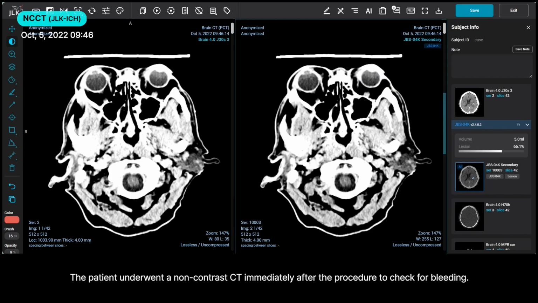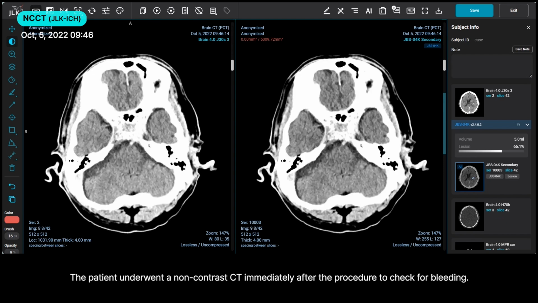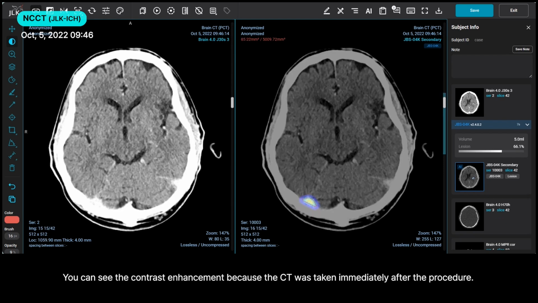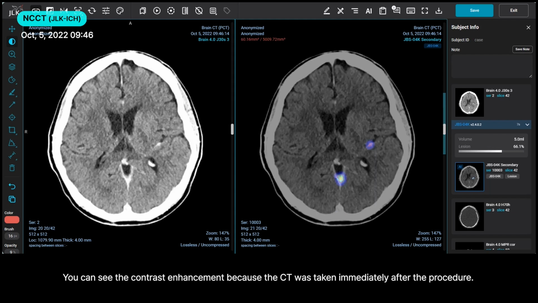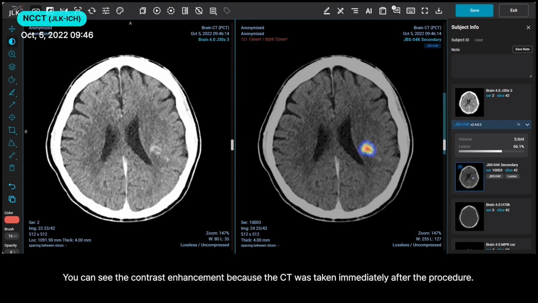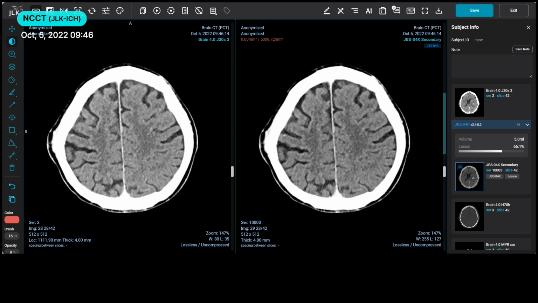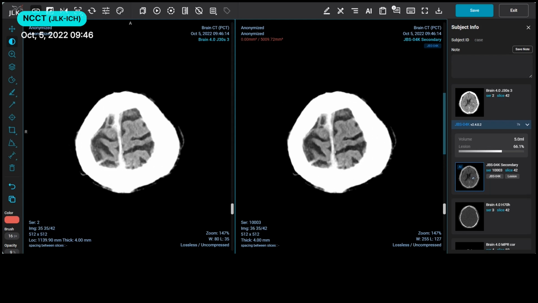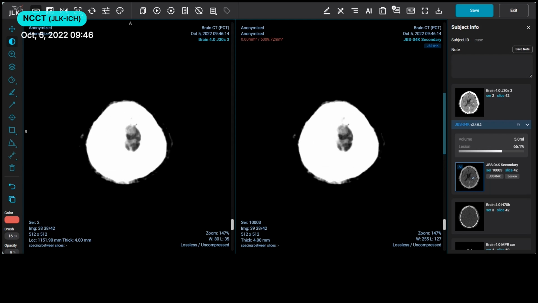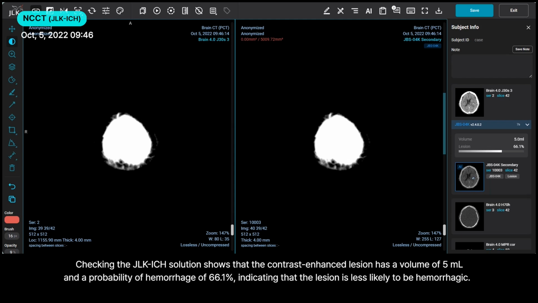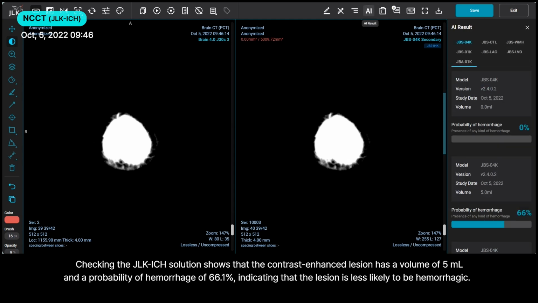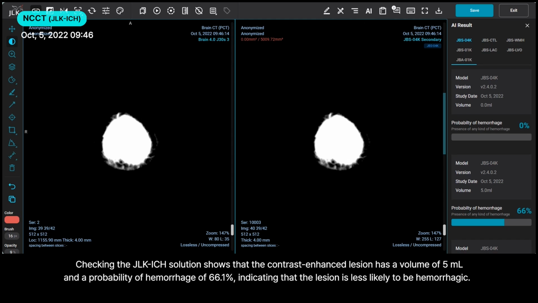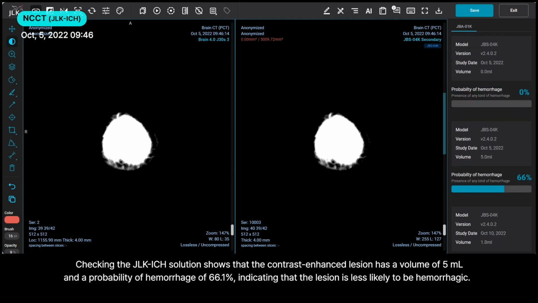The patient underwent a non-contrast CT immediately after the procedure to check for bleeding. You can see the contrast enhancement because the CT was taken immediately after the procedure. Checking the JLK-ICH solution shows that the contrast-enhanced lesion has a volume of 5 ml and a probability of hemorrhage of 66.1%, indicating that the lesion is less likely to be hemorrhagic.